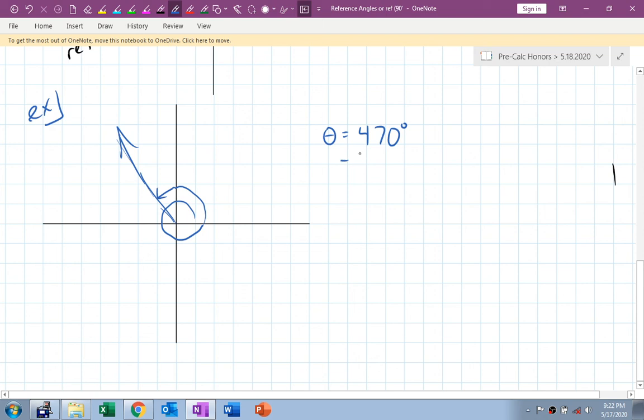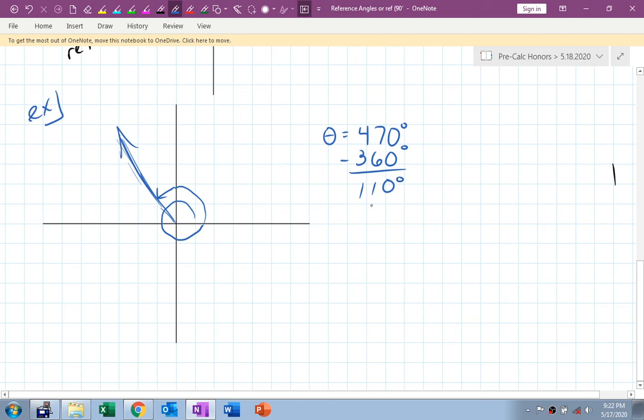Since I've looped around, I'm going to subtract 360. By subtracting 360, we're going to make life a lot easier. So we get 110 degrees. That is not a reference angle. That's what we call a coterminal angle, because it does have that same line here.